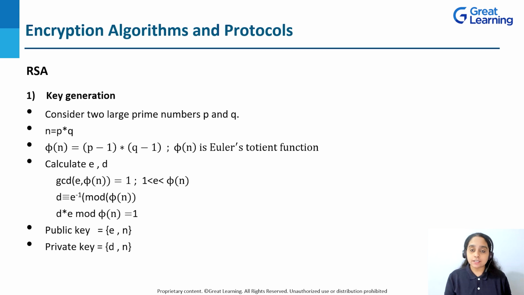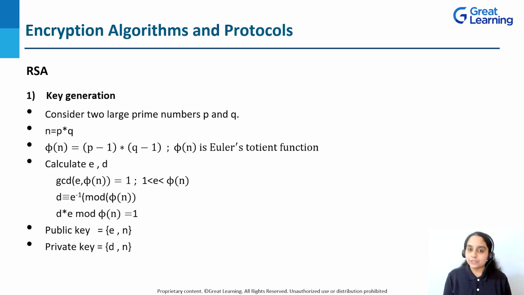Initially, you have to consider two large prime numbers, say P and Q. It's better to consider large prime numbers instead of small. If you consider small prime numbers, the public key and the private key will end up to be the same. N represents the modulus for encryption and decryption. Then you must calculate the value of n, which is nothing but P into Q. The phi of n is Euler's totient function, which is P minus 1 into Q minus 1.